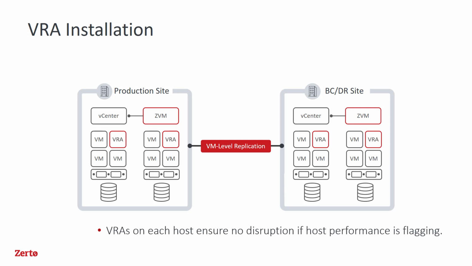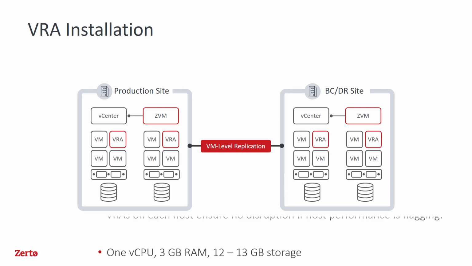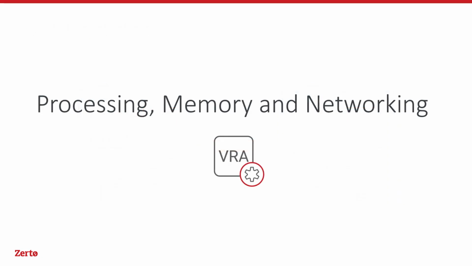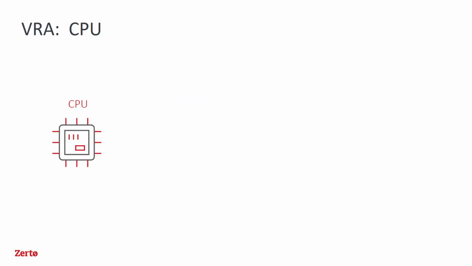Exact requirements for VRA installation differ depending on your hypervisor, but a typical VRA will use one vCPU, 3 GB of RAM, and about 12 to 13 GB of storage space. Let's take a look at the processor, memory, and networking of the VRAs on the source and target sites.